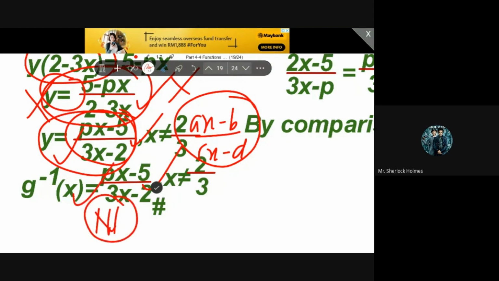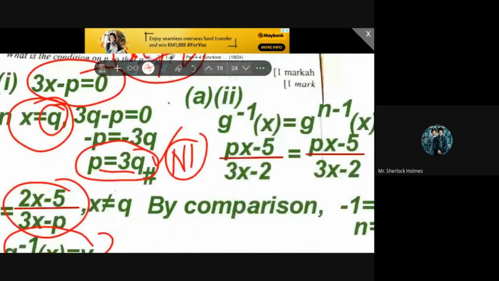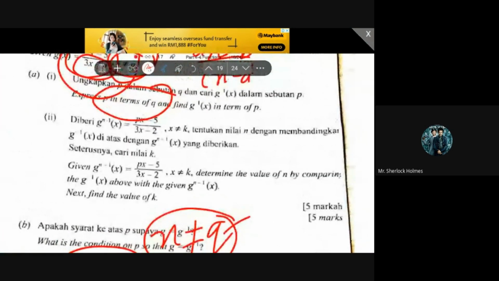So next one, we go for this one, part B, okay? So part A2. Oh, this one's a good question. Gn inverse, G power n minus 1 x is this one, and G inverse x. So they want you to find the value of n. Can anyone tell what's the n value? I like this question a lot.